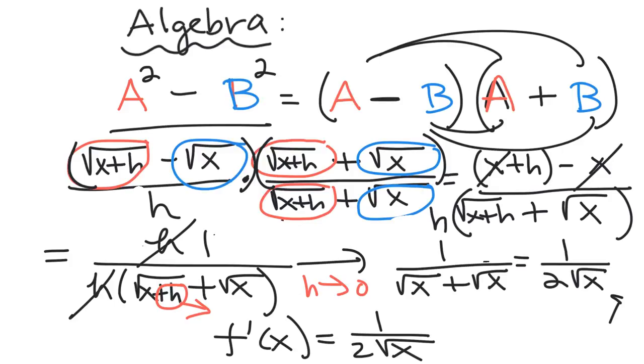And now you can see why we wanted x to be greater than 0, because this derivative does not exist at 0. So I hope that helped review a little bit of algebra.